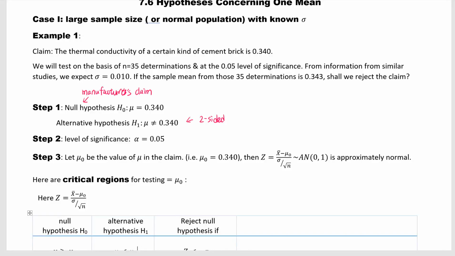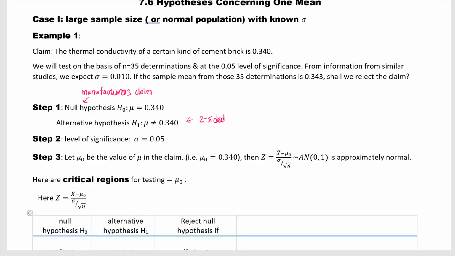So that's the first step. Determine the null hypothesis H0 and the alternative hypothesis H1. So determine whether it's two-sided or one-sided. Okay? So think about what makes you not happy. Okay? Here we're not happy if the mu is not as described. Okay? When the mu is not equal to 0.340.